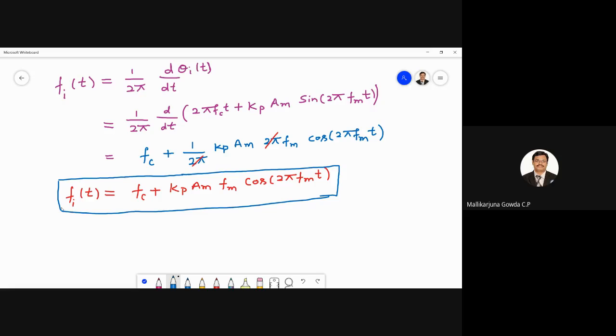Isn't it? So this is the expression for instantaneous frequency. Yeah. So now let us find out what is the maximum frequency deviation.